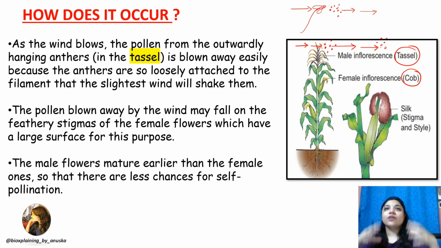Now, in case of flowers which are wind pollinated, there is a condition that the male flowers will mature earlier than the female ones, right? So if you remember the conditions that we studied in a previous video, this is known as protandry, wherein the male part has matured much earlier than the female part. Why is this done? This is done to ensure that only cross-pollination occurs and self-pollination does not occur, right? So because the male flowers mature earlier, there are very little chances or almost no chances of self-pollination.